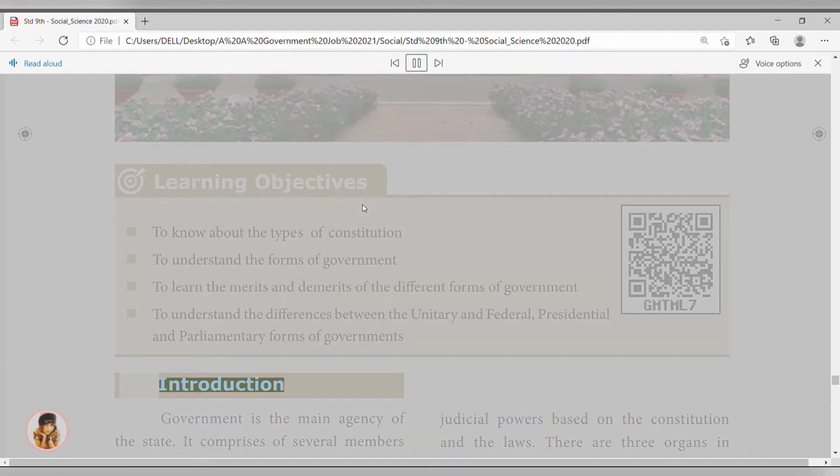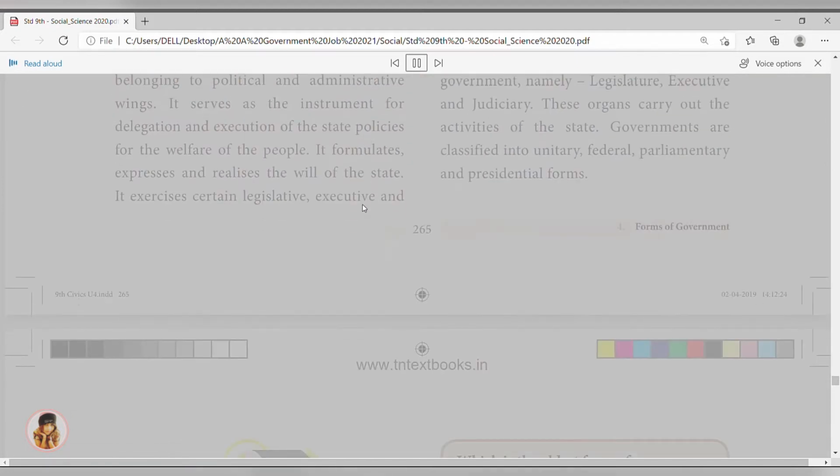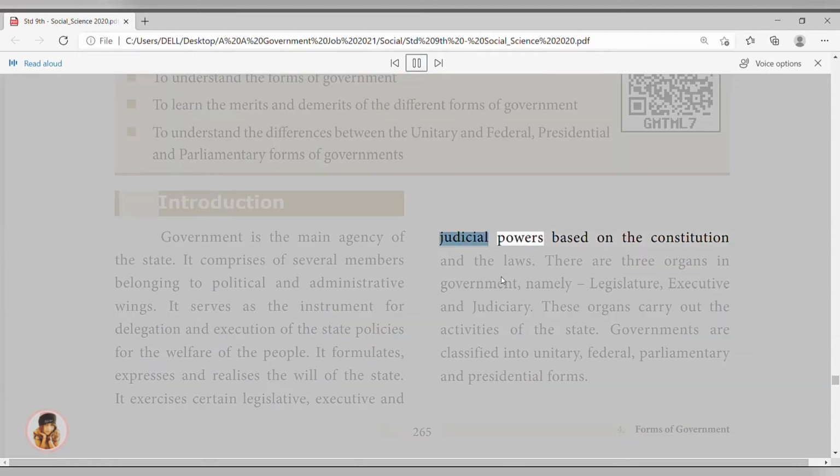Introduction. Government is the main agency of the state. It comprises several members belonging to political and administrative wings. It serves as the instrument for delegation and execution of the state policies for the welfare of the people. It formulates, expresses and realizes the will of the state. It exercises certain legislative, executive and judicial powers based on the Constitution and the laws.